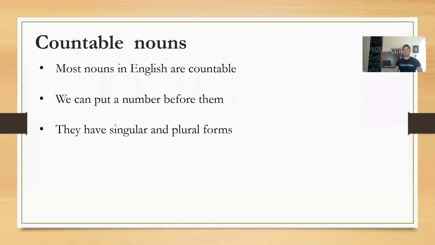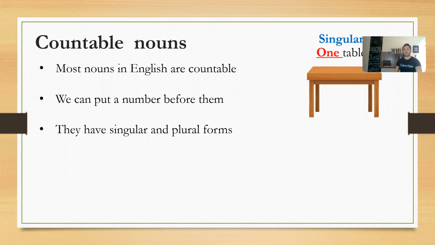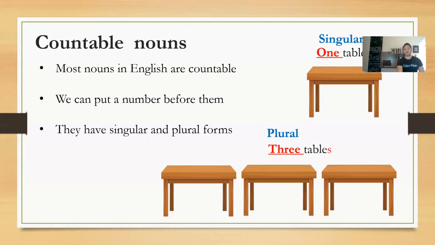Most nouns in English are countable, so that means that we can put a number before them. They have also singular and plural forms. For example, table. Table is a countable noun because we can put a number before it. One table or two tables. We can use the singular way, saying one table, one single table, or we can say it in the plural way, three tables. One table, two tables, three tables.